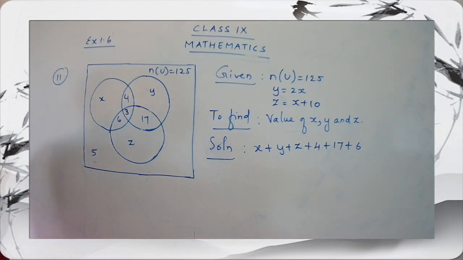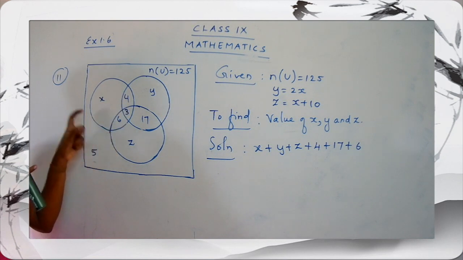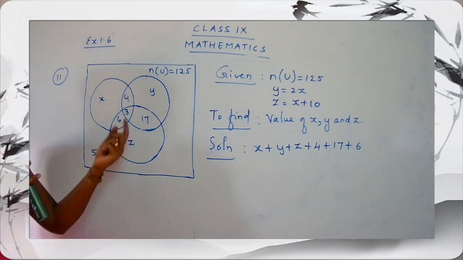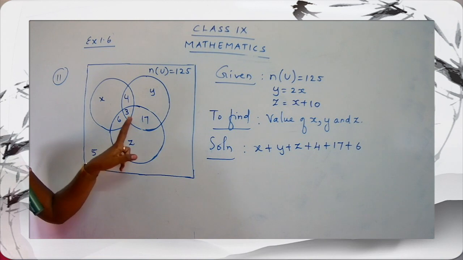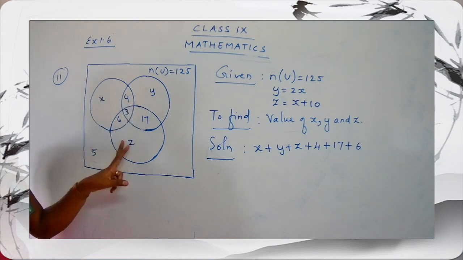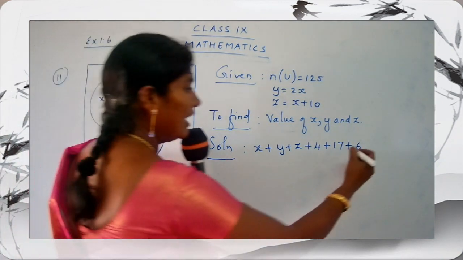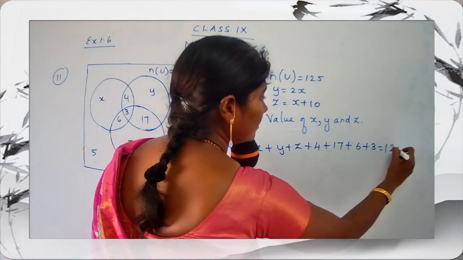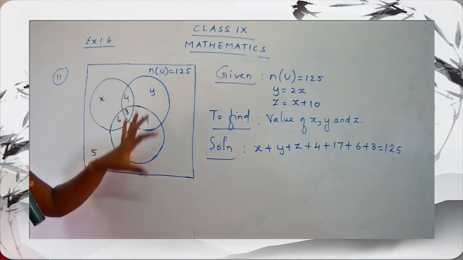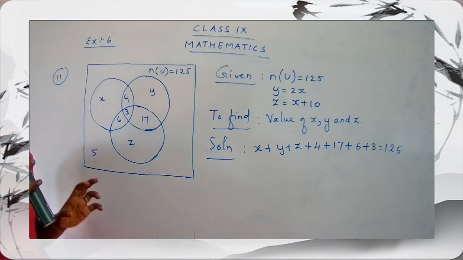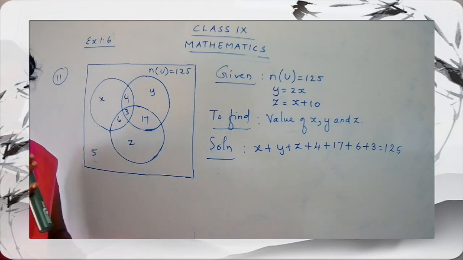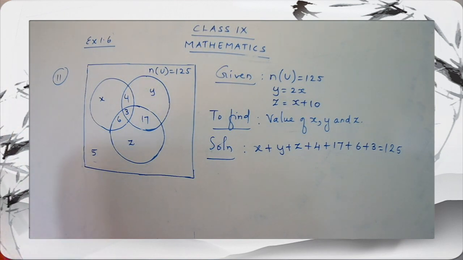Now I am going to take the common for all the 3. So what is the number common to all the 3? Yeah, it's 3. We have 3 common for all the 3 sets. So write down there 3. And when I add this, it is going to be 125. That is, when you add all the values, you will get the answer as 125. Okay, children? So just substitute the values. It's x plus y plus z plus 4 plus 6 plus 17 plus 3 is equal to 125.